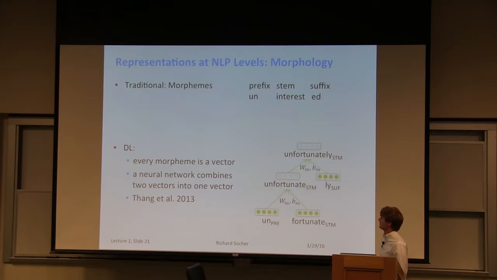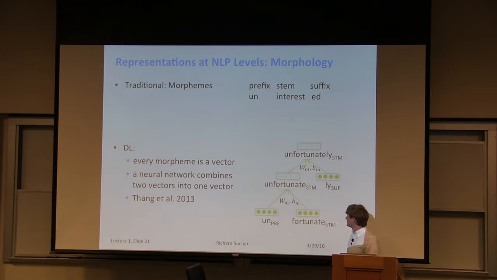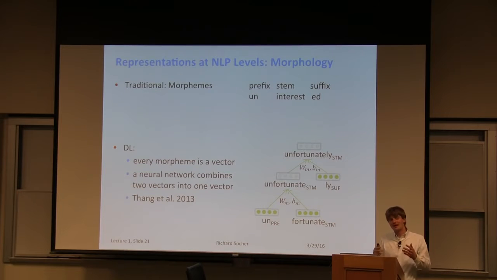So this is modeled by Thang Luong, one of the PhD students in the Stanford NLP group, and he used a so-called recursive neural network. It's also a family of networks we'll cover in this class, that basically combines just a list of numbers that represents un and one that represents fortunate, and we'll combine those two into unfortunate. And we won't make any kind of explicit assumptions about what unfortunate should look like. We'll just let the model figure that out.